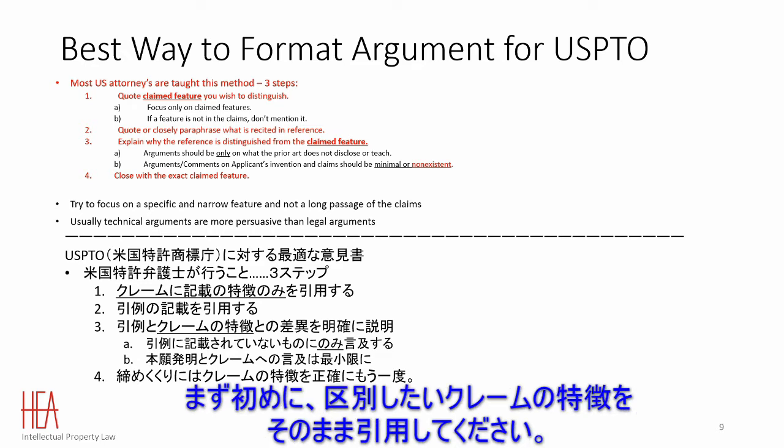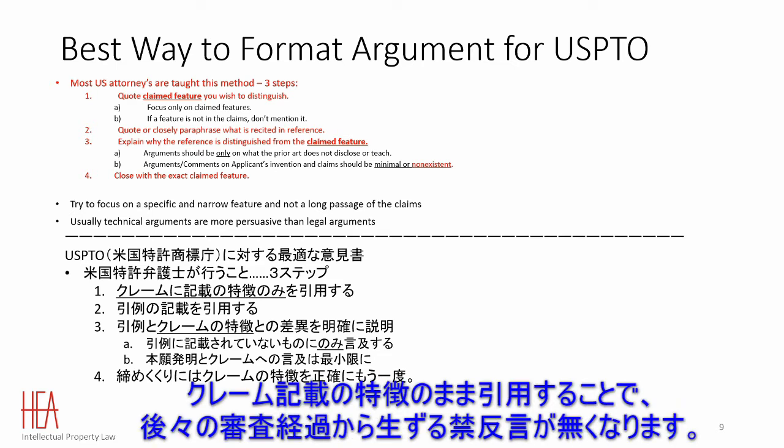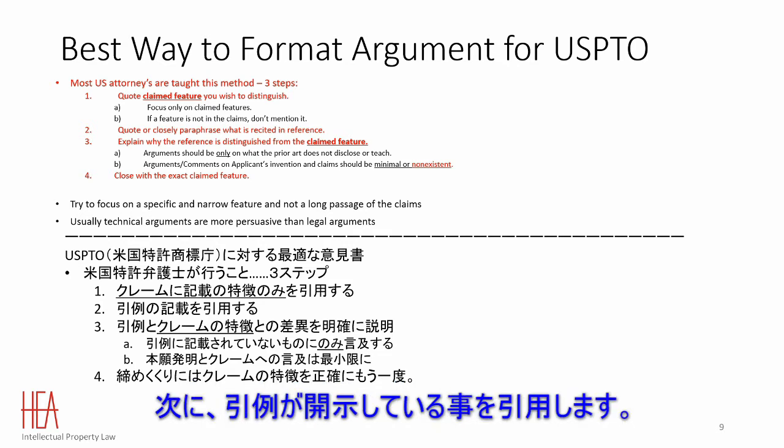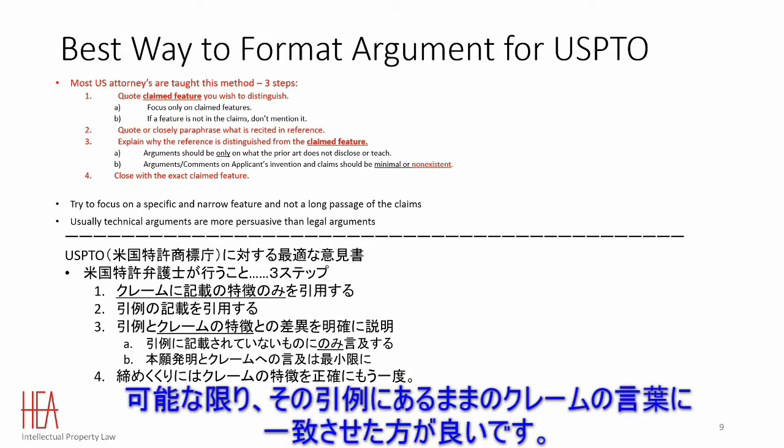So first, we're going to quote the exact claim feature that we want to distinguish. It's best not to paraphrase. You really want to quote the feature so that there's no prosecution history estoppel later. So we have our quoted feature. Next, we're going to quote what the reference discloses. Again, it's best not to paraphrase if you can avoid it. And it's best to match as close as possible the exact language that the reference has.